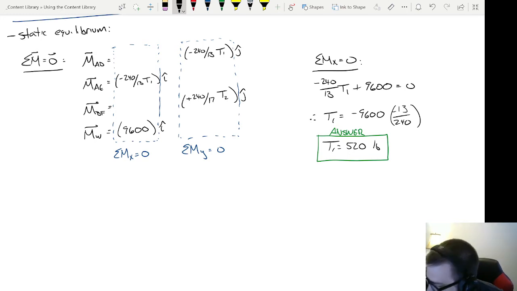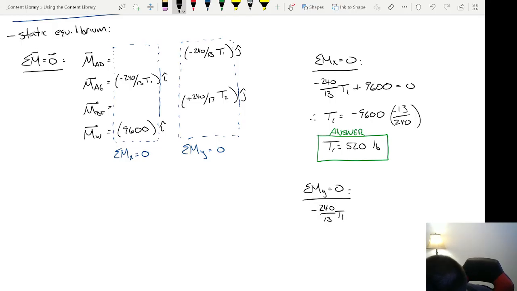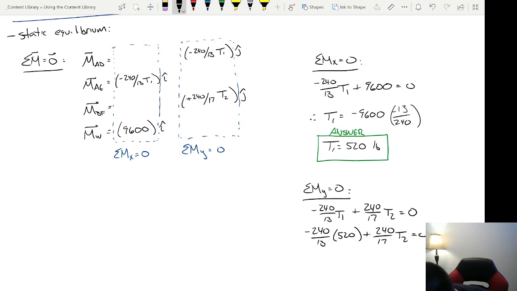Now let's sum forces in the y direction. Or sorry, sum moments, sorry. I should say sum moments. Now let's sum moments in the y direction. So we get negative 240 over 13 T1 plus 240 over 17 T2 is 0. Okay? So now we know what T1 is. Negative 240 over 13 times 520 plus 240 over 17 T2 is 0.